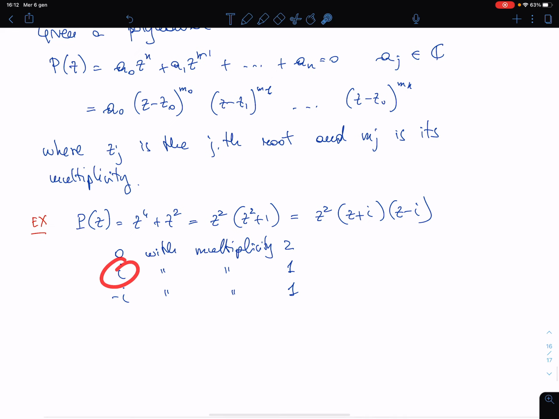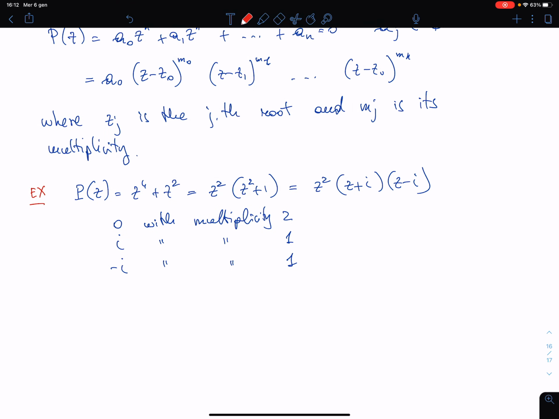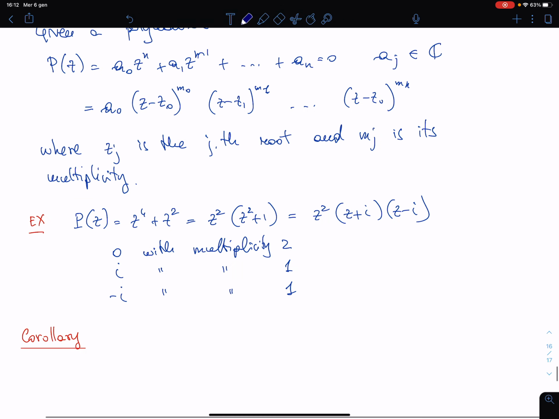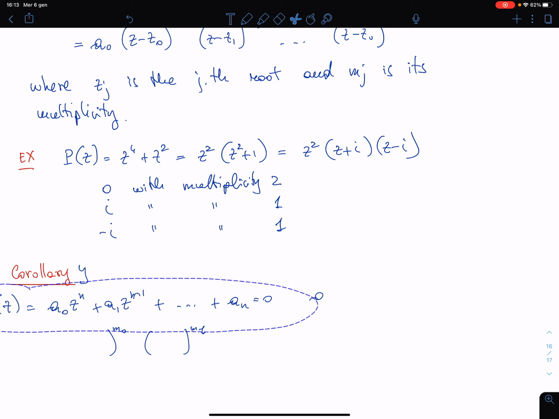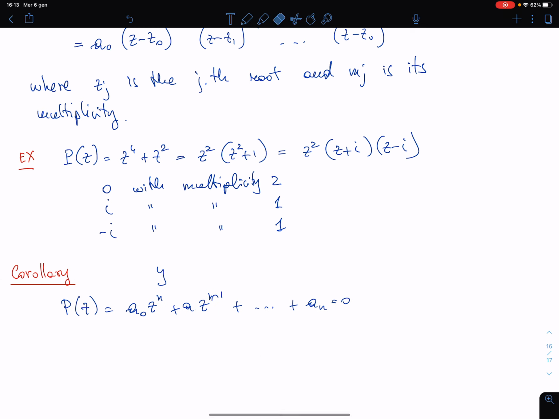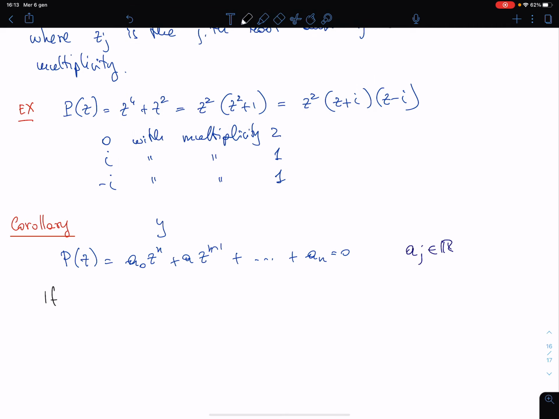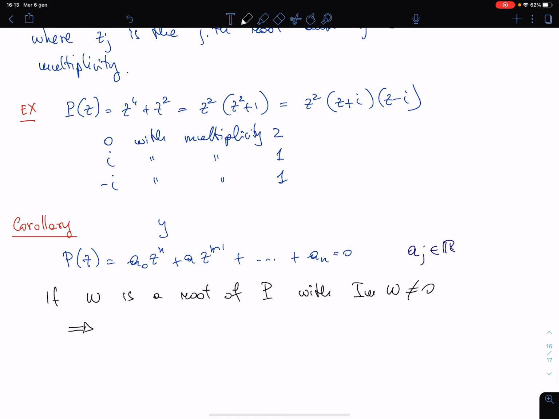It is not a coincidence that here we have I and here minus I, because a corollary of the fundamental theorem of algebra says that if you have P of Z, again like here, but this time the coefficients are real, so if W is a root of P with non-trivial imaginary part, so imaginary part of W different from 0, then the complex conjugate of W is a root of P too.